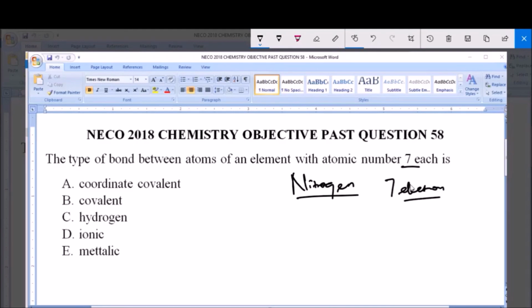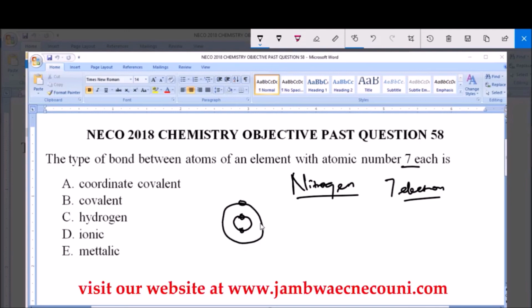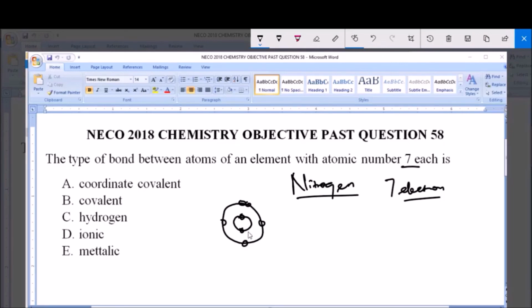Now remember, it is these electrons that are involved in bond formation. An atom of nitrogen will be represented as this. So we have 1, 2, 3, 4, 5. When you count all these together, it is 1, 2, 3, 4, 5, 6, 7. Now plus another atom of nitrogen, 1, 2, 3, 4, 5, 6, 7.